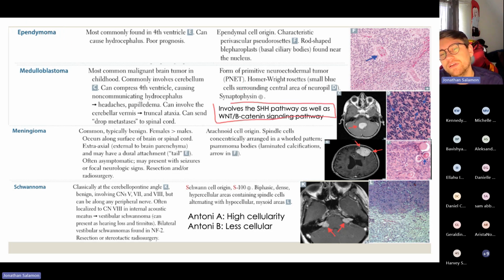This is definitely something that on the block exam, I feel like they really wanted to ask us. I'm not certain that this will be in the NBME question bank, if I'm just being really honest with you, but what will be there for sure is Homer Wright rosettes. Know for 100% sure, without any question, that medulloblastoma has Homer Wright rosettes and it is synaptophysin positive. Also know that this is the one that causes drop metastasis. I've definitely seen questions about that, 100%.